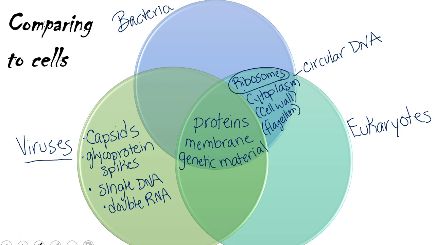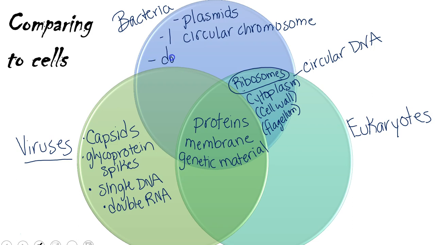Okay? So now let's think about what only bacteria have. Bacteria are the only ones that have plasmids, the small pieces of circular DNA. All right? They're the only ones that have a single circular chromosome. Eukaryotes, if they do have circular DNA, it will be inside their mitochondria and chloroplasts, and they will have many. Bacteria are also the only ones that have a double membrane on the outside. Remember, they have the plasma membrane as well as the capsule on the outside.